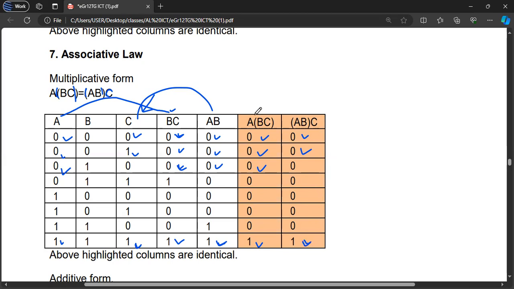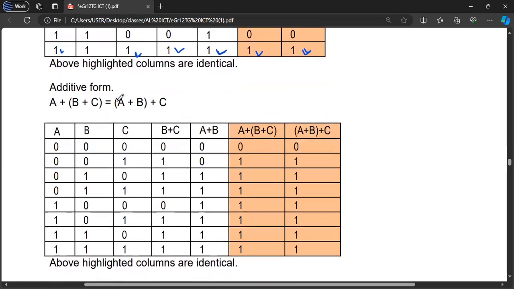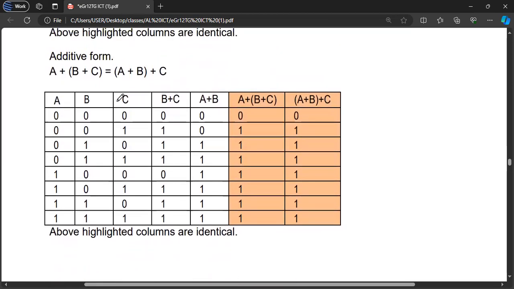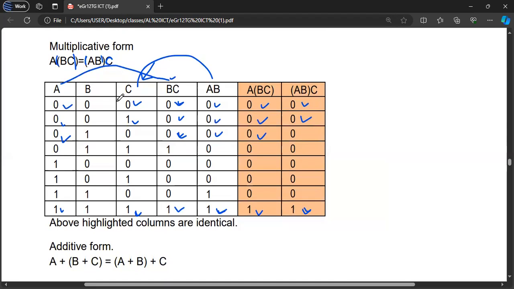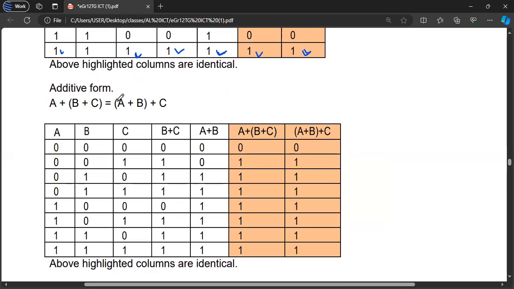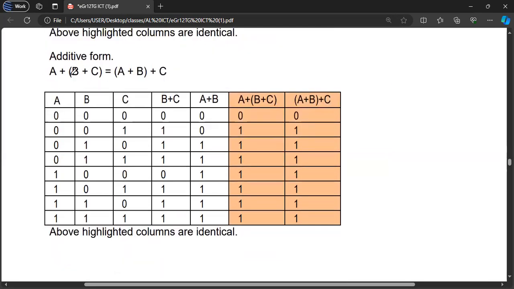So this proves that A(BC) is equal to (AB)C, right? So that's what is stated here. Associative law, multiplicative form: A within brackets BC is equal to AB within brackets, then C outside the brackets, right? So done. Then we'll come to the additive form of the associative law, right?